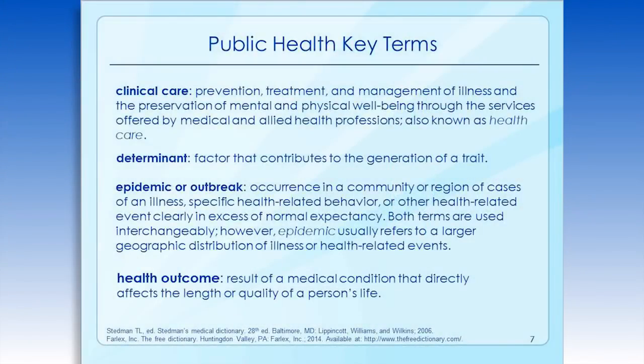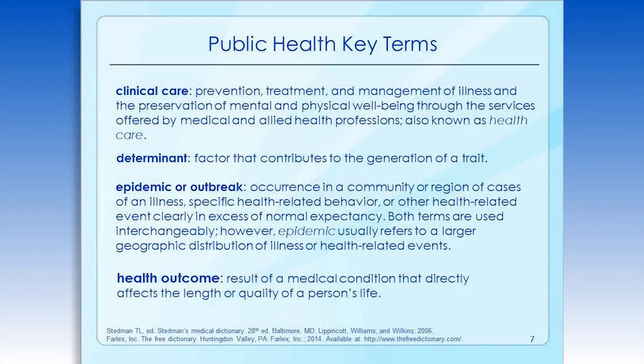So now that we know what public health is, let's review some common key terms. Clinical care is the prevention, treatment, and management of illness, and the preservation of mental and physical well-being through health services. This is also more commonly referred to as medical care or health care. A determinant, also known as a health determinant, is a factor that contributes to the generation of a trait, such as one's ethnicity or genetic makeup. But more broadly, the context of people's lives determines their health. And we'll go into more detail about health determinants also later in the course.